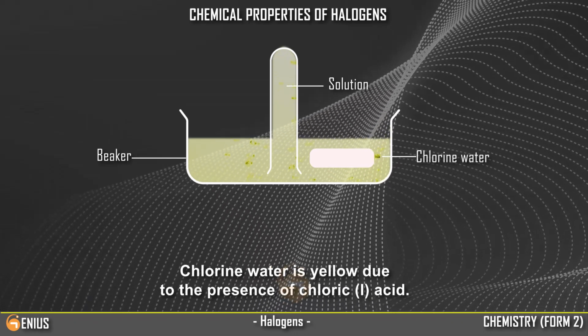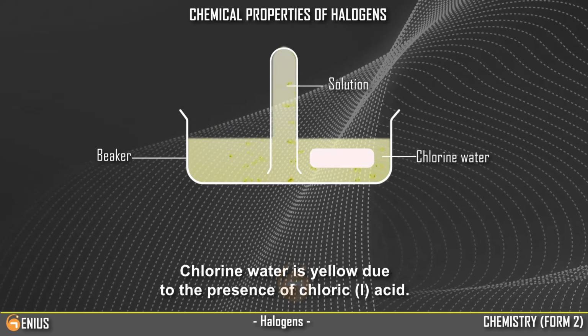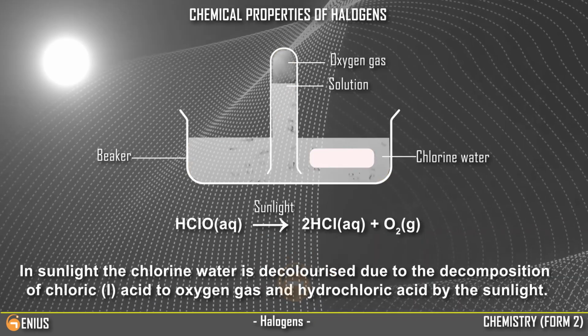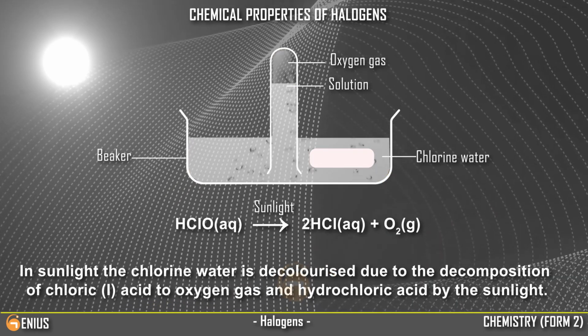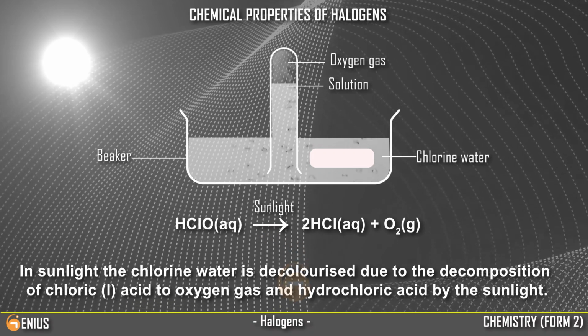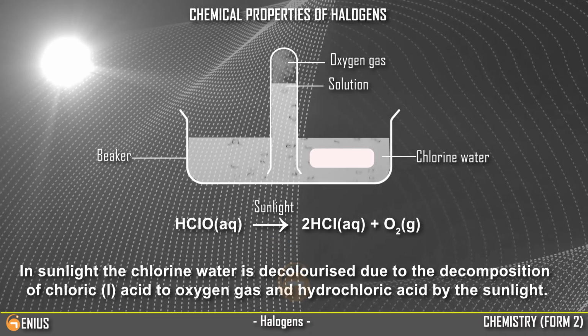Chlorine water is yellow due to the presence of chloric(I) acid. In sunlight, the chlorine water is decolorized due to the decomposition of chloric(I) acid to oxygen gas and hydrochloric acid by the sunlight.